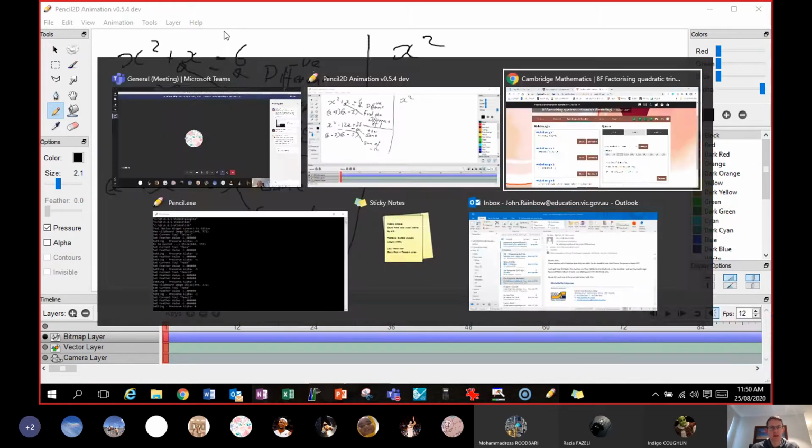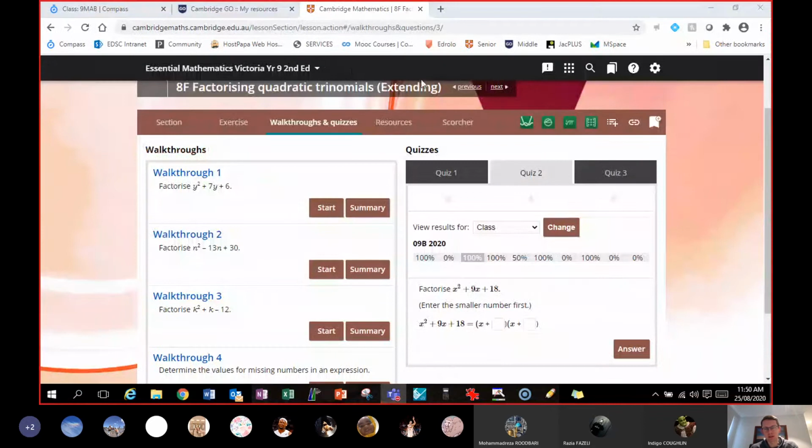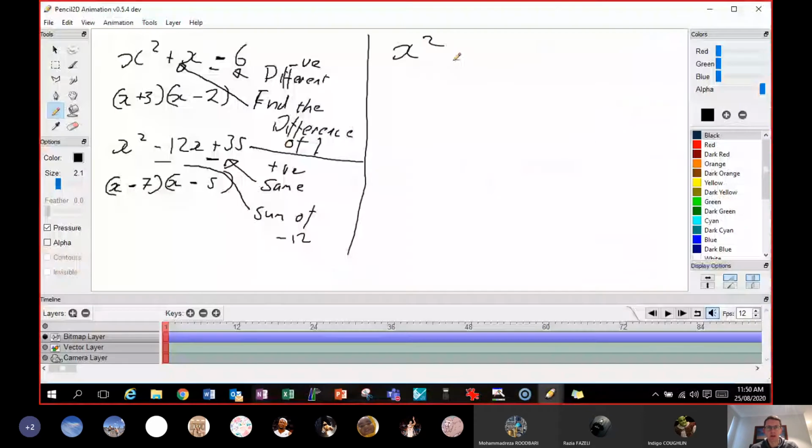When we're looking at this next question, we've got x squared plus 9x plus 18. Again, I can see that this is going to be the same. They both have to be positive. Why do they both need to be positive? Because it's positive 9. And it's going to be x at the start because it's just an x. So multiply together to give you 18, add together to give you 9. It wouldn't be 1 and 18, because when you add those together, that will give you 19. That gives you the sum.